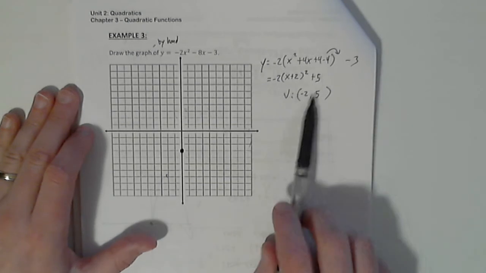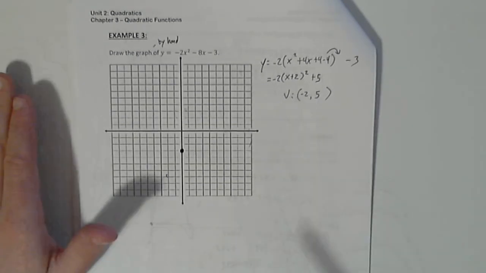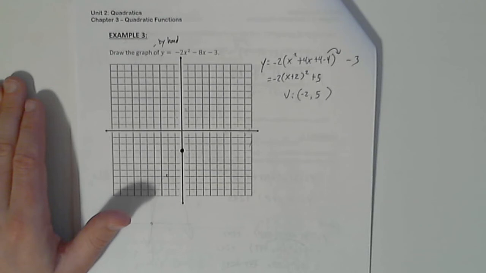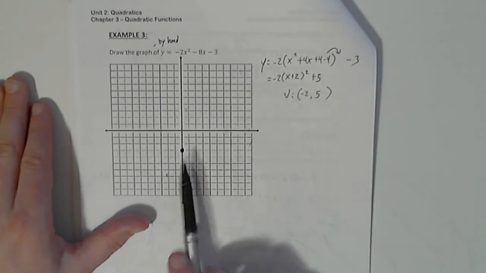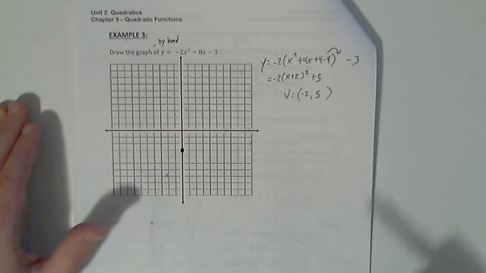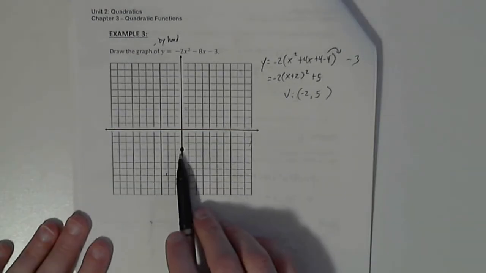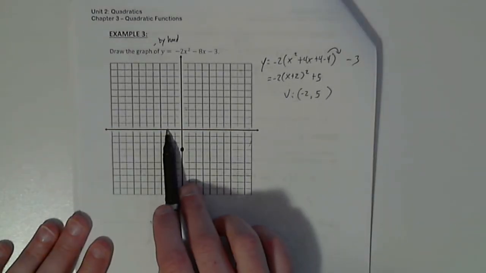Not that much work. This is probably about the same amount of work as creating a table of values. And if you don't really know where the vertex is, if you end up with somewhere far off from your vertex, then it's going to be much less work to do this. Because you have to graph the vertex. Without the vertex, you don't really see the parabola. Okay, so negative 2, positive 5.